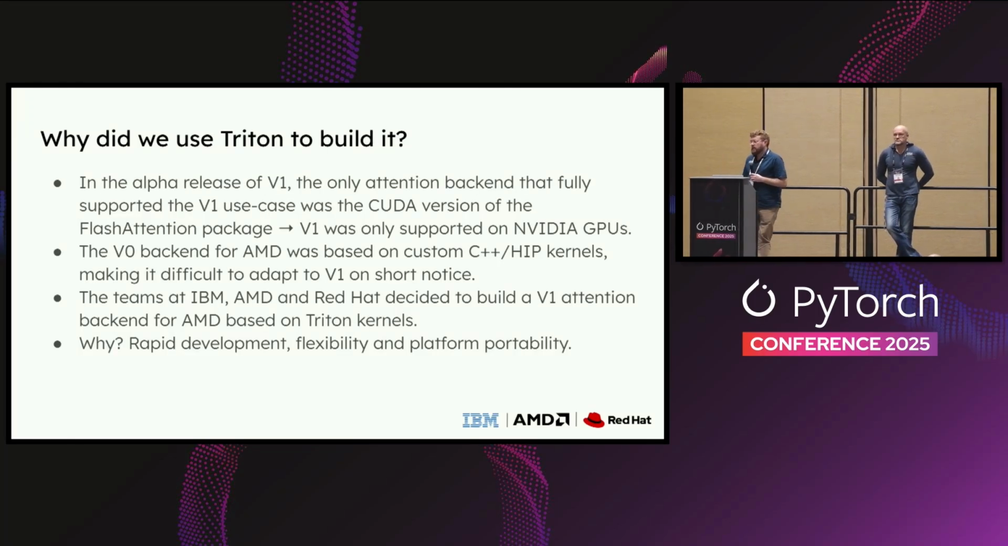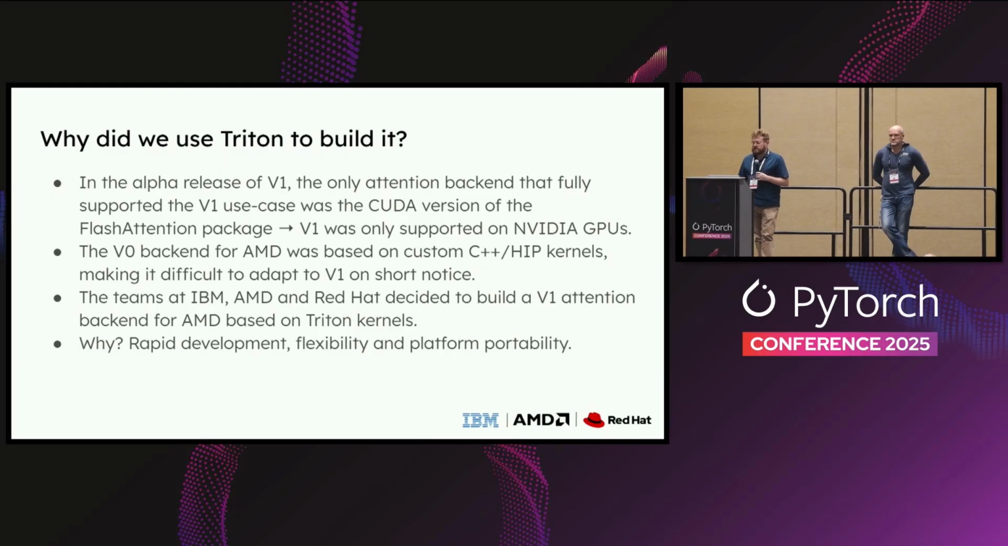So why did we use Triton? So when v1 was first released in its alpha in January, the only attention backend that really supported all of these use cases I described just on the previous slide was flash attention, and in particular the CUDA variant of flash attention. So of course that implies that v1 was only supported on NVIDIA GPUs. So how could we get this working on AMD?